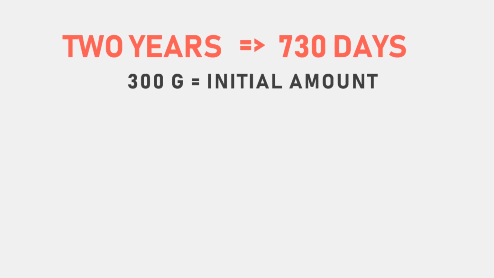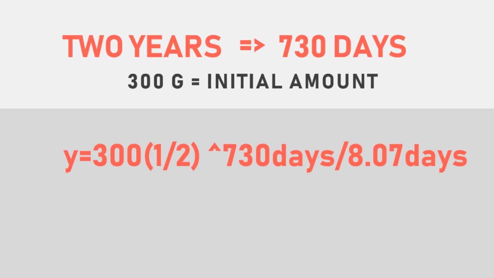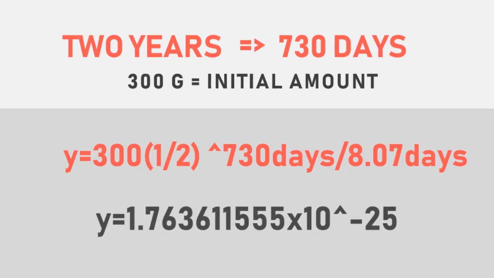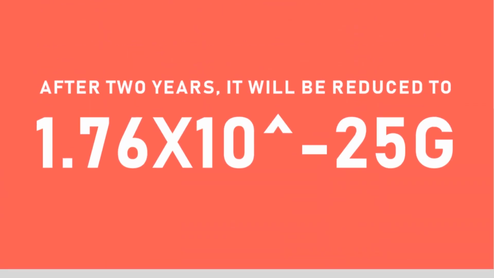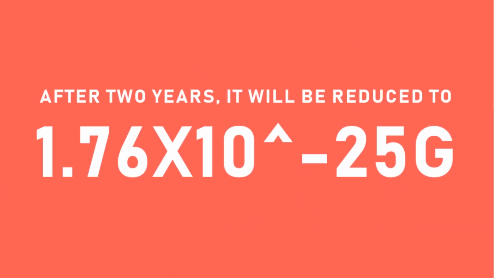First, we shall convert 2 years into days, and that shall be equal to 730 days. After this, we can substitute all given units to the formula for exponential decay and compute, where 300 grams is the initial amount, so the formula will be y = 300 times 1/2 raised to 730 over 8.07 days. And after computing, we can see that y is equal to 1.76 times 10 raised to negative 25 grams. And that will be the mass of iodine 131 after 2 years.